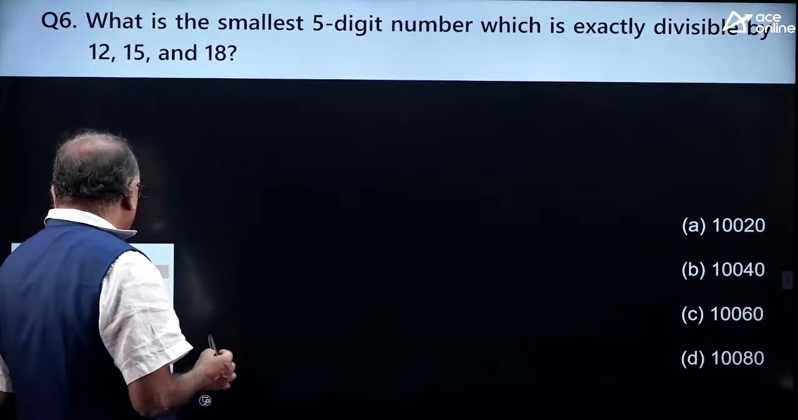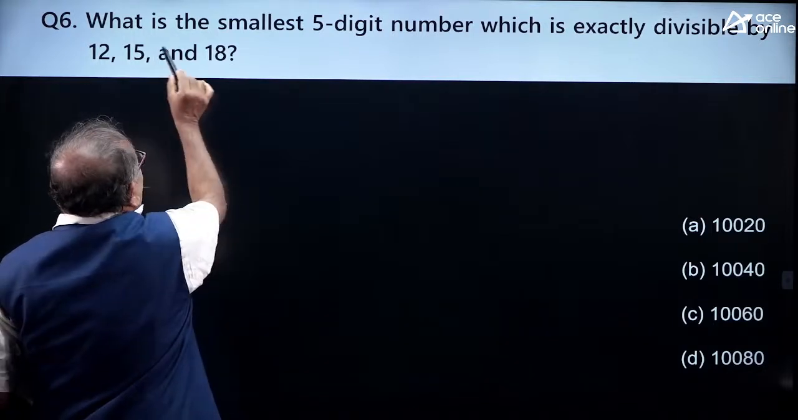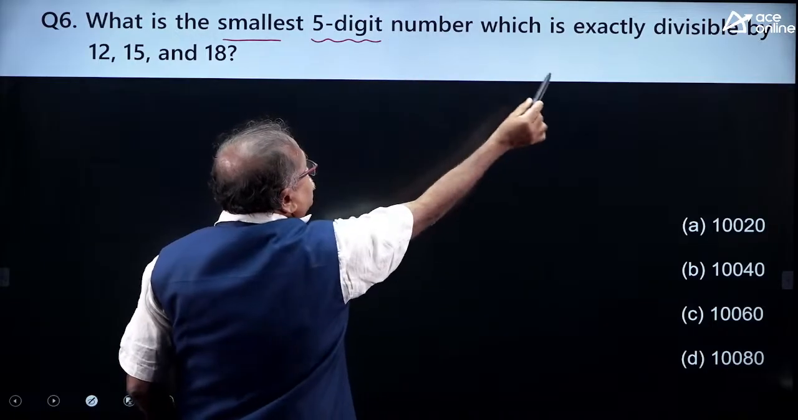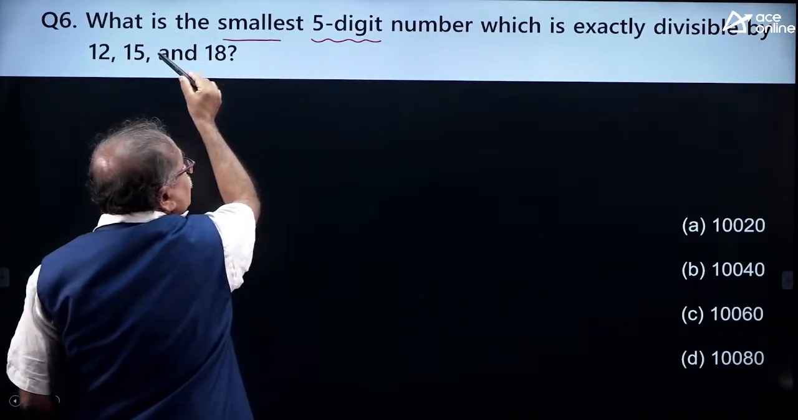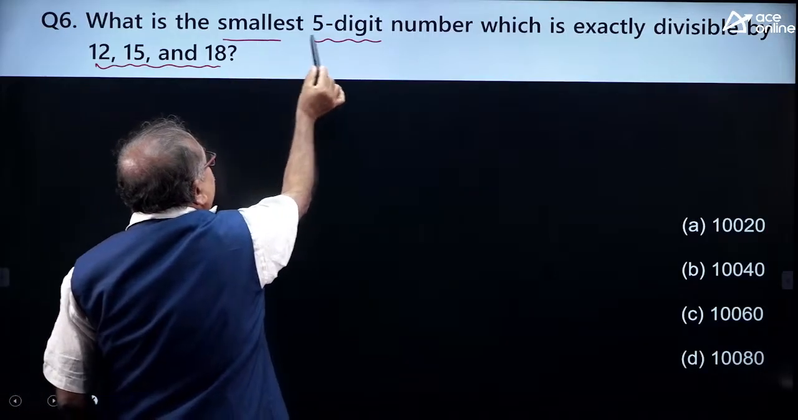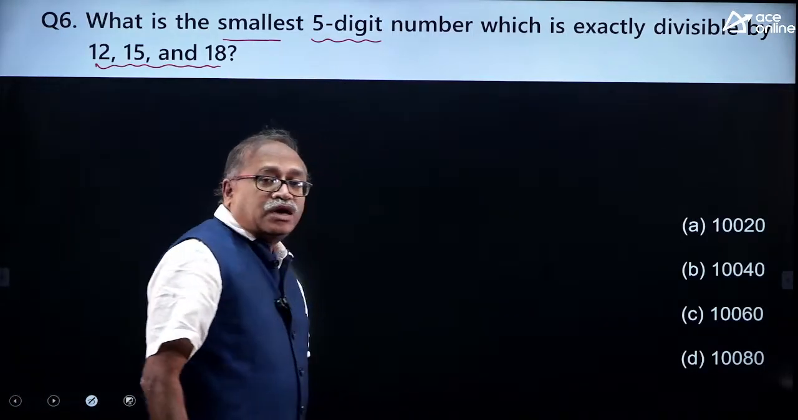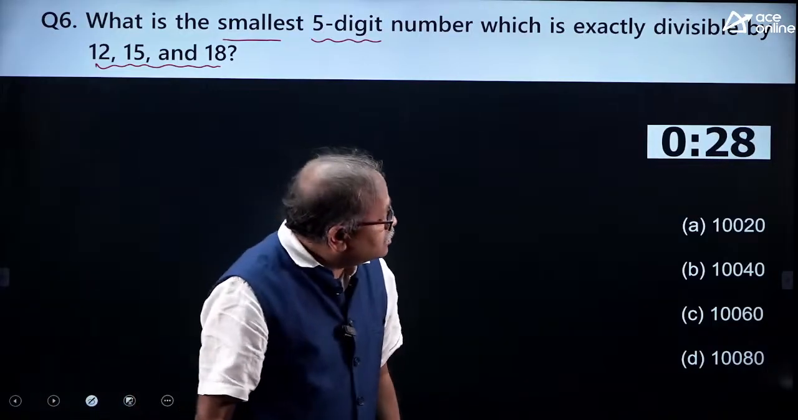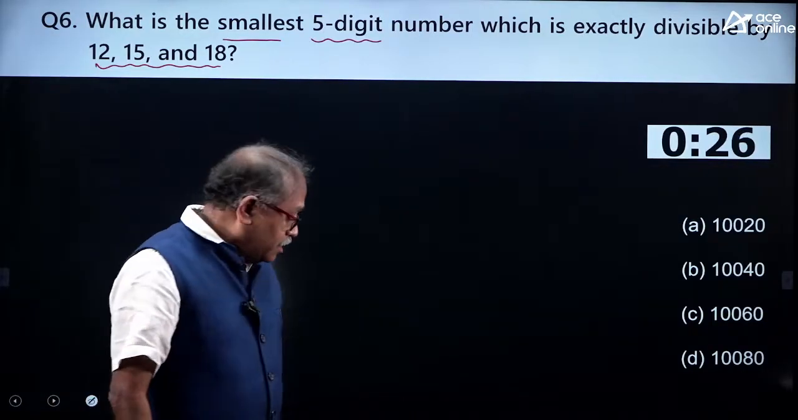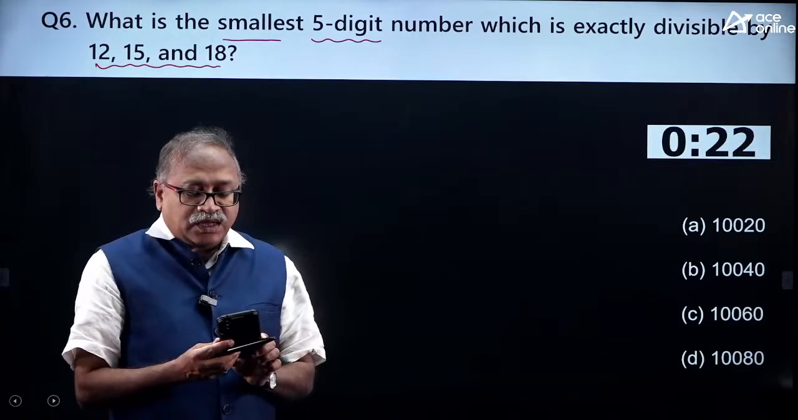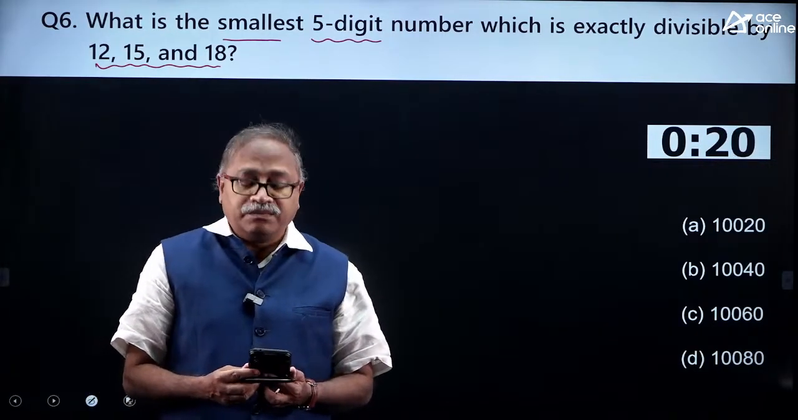You will find a little variety of questions over here. So what is the smallest 5-digit number which is exactly divisible by 12, 15 and 18? Smallest 5-digit number. And you know this question is from LCM HCF. So take that 30 seconds, and I wish you will be able to answer the question within a reasonable time.